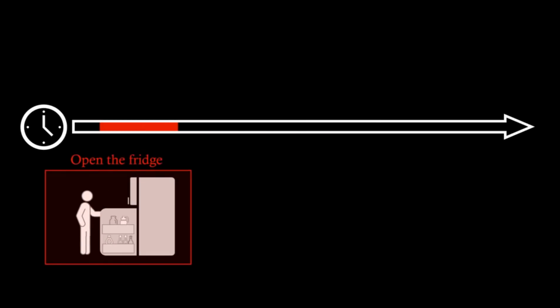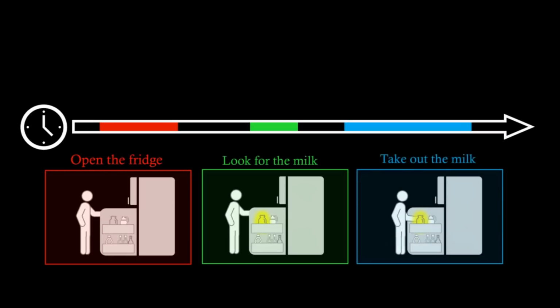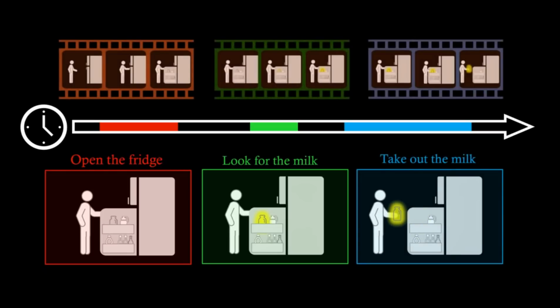I want to show a general way to turn any action into an object. Start with a timeline. Each action can be represented by the space occupied by that action on the timeline. Let's say the red region represents the action of opening the fridge, the green region looking for milk, and the blue taking out the milk. Another way to think about these actions is as film reels, whose first frame is the starting state of the action and whose last frame is the end state.